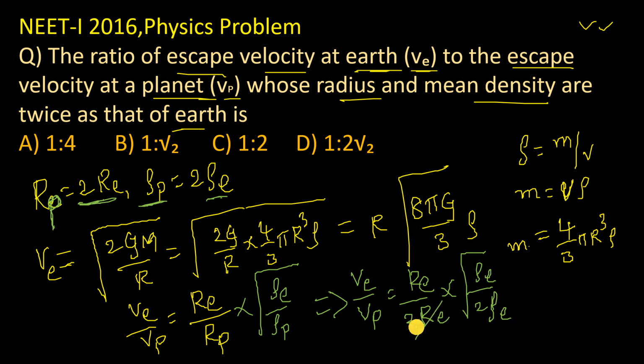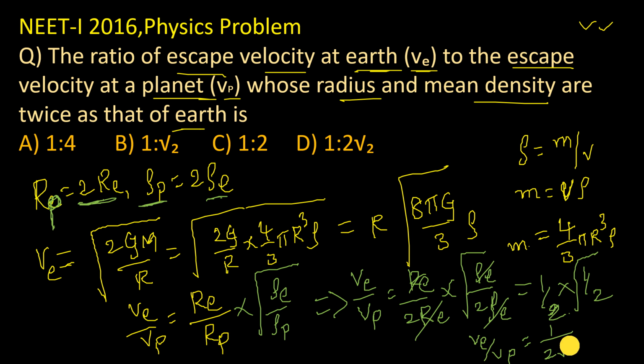So everything will get cancelled, then the remaining value will be 1 by 2 into root over 1 by 2, that is nothing but 1 by 2 root 2. So V by Vp equals 1 by 2 root 2. So that is the answer, 1 by 2 root 2. So which is the option?